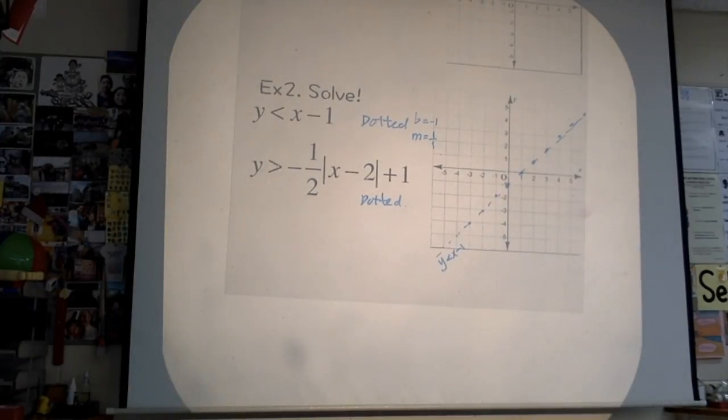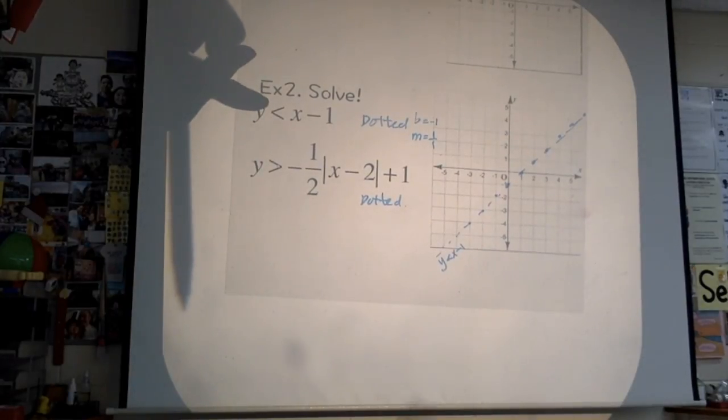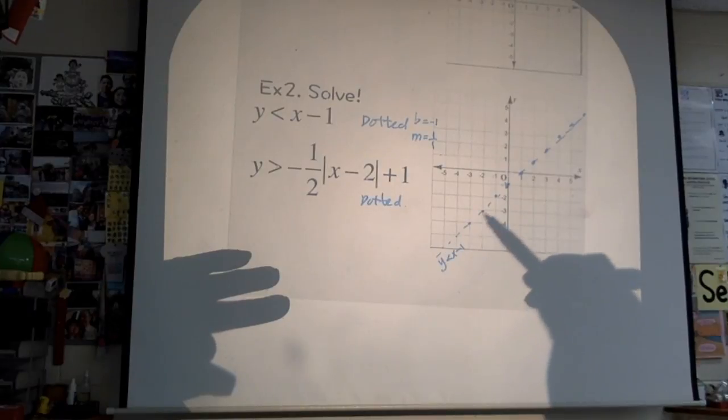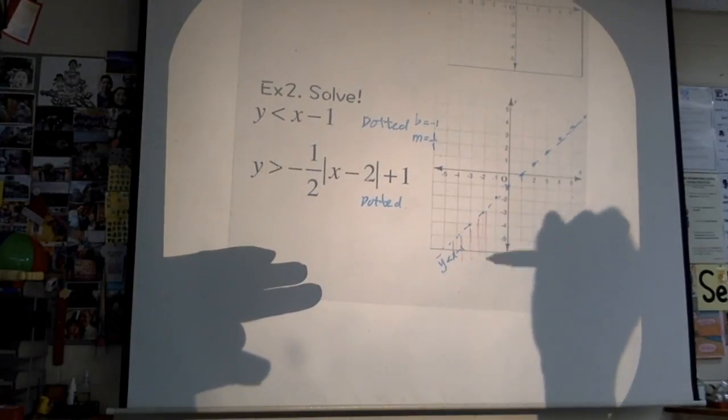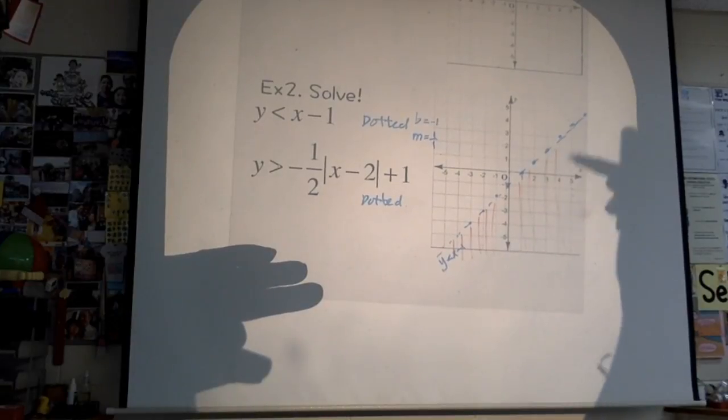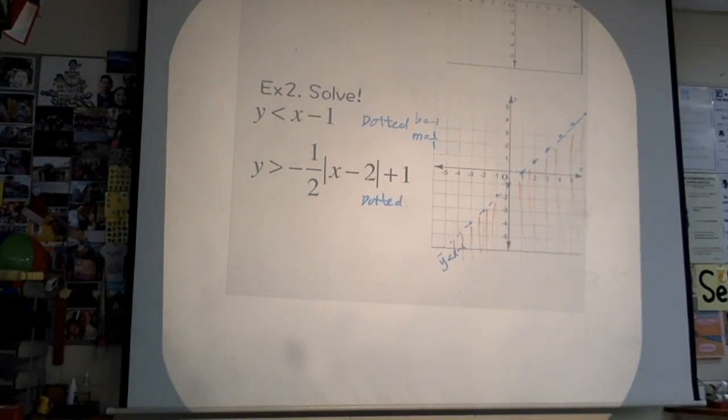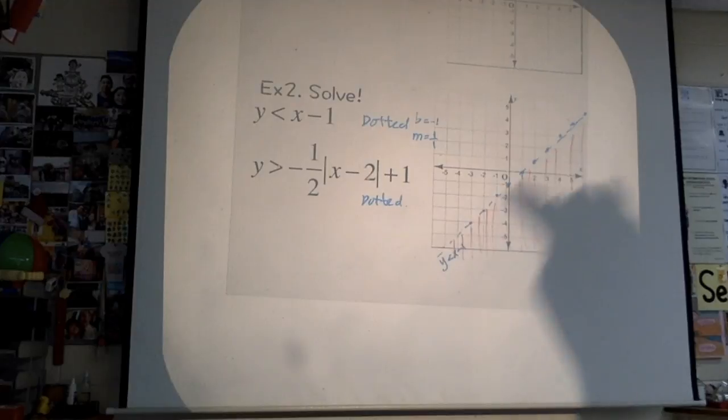And it says here, it's less than. So think about all the y values along this dotted line. It's everything less than, so you know it's going to be shaded below. Do it neatly, all right? Everything below, but not including anything on this line.